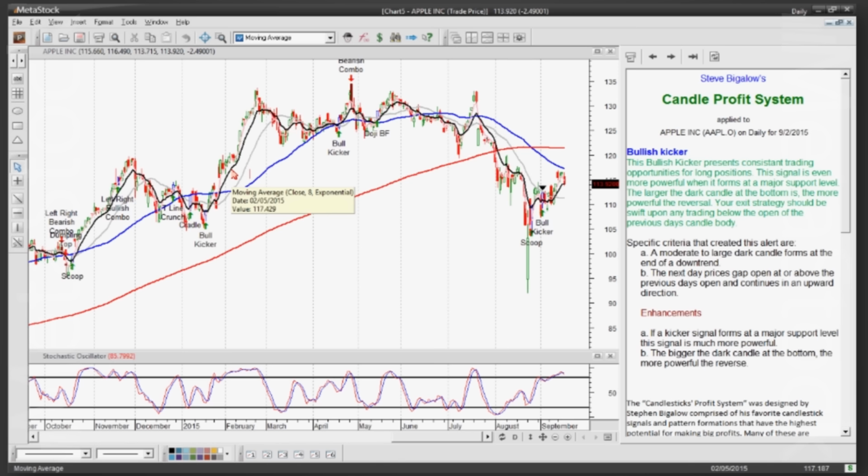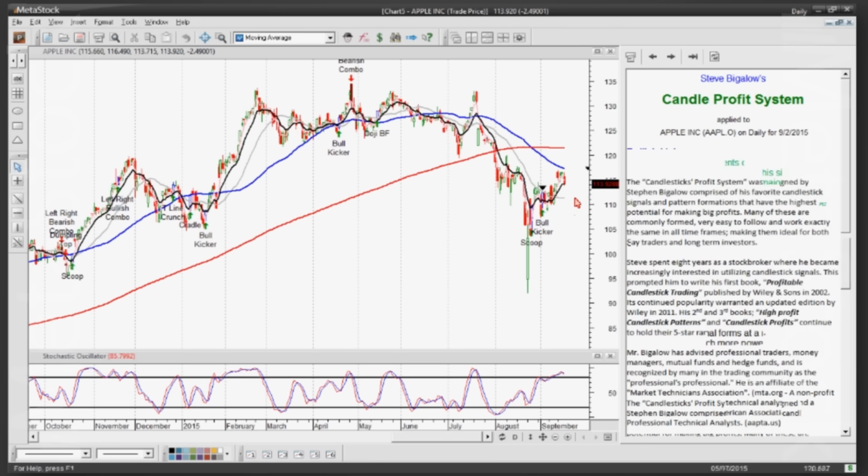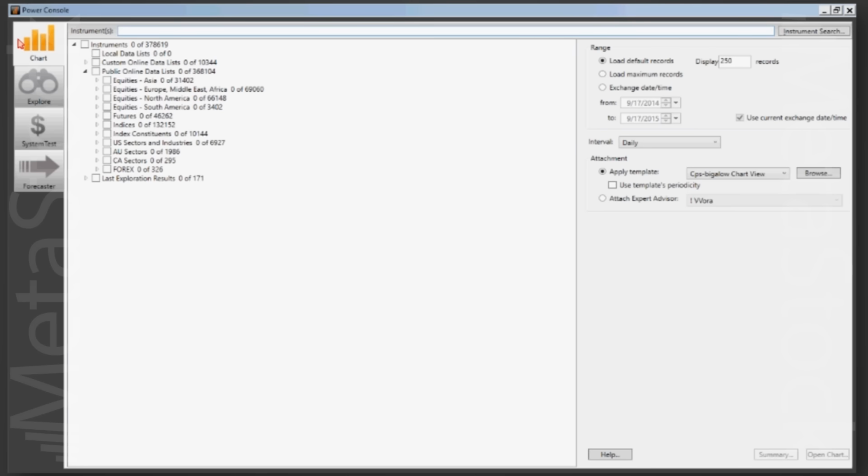So if we're in a period where you might be in this bull kicker trade for Apple, but you want to take on another position, or if it's like right now on Apple today, we don't have any patterns, how do you go in and find them? I'm going to show you how to do that as well, because our scanning is actually very, very cool in MetaStock. So I'm going to go ahead and open up what we call our Power Console right here.